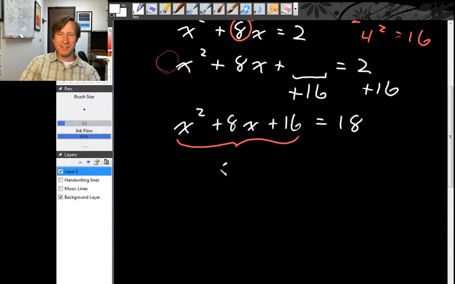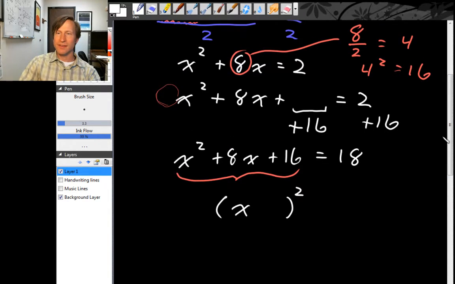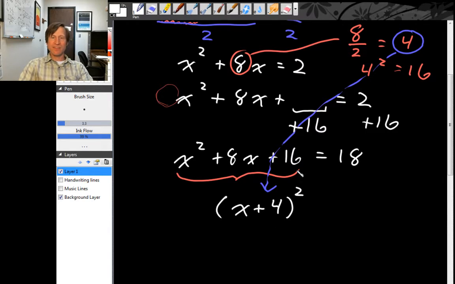Now, if we've done things right, this left-hand side should be a perfect square, and there's actually even a shortcut to tell you what it should be the perfect square of. So it should be x plus something squared, and if you go back up to our perfect square calculation here, this piece right here, after we divided by 2 but before we squared, that's actually what goes right here. So this left-hand side, x squared plus 8x plus 16, we wrote as x plus 4 squared.